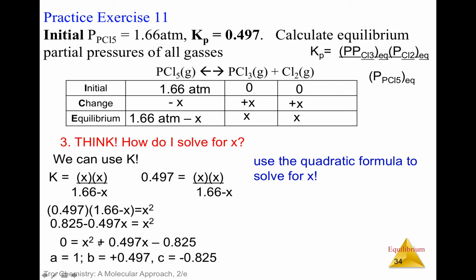So with this form, I know my equation ax squared plus bx plus c, a is 1, b is 0.497, c is negative 0.825. So you'll plug that into your quadratic formula. And again, because we're using the quadratic formula, we get two values of x. X can either equal negative 1.19 or x can equal 0.693.